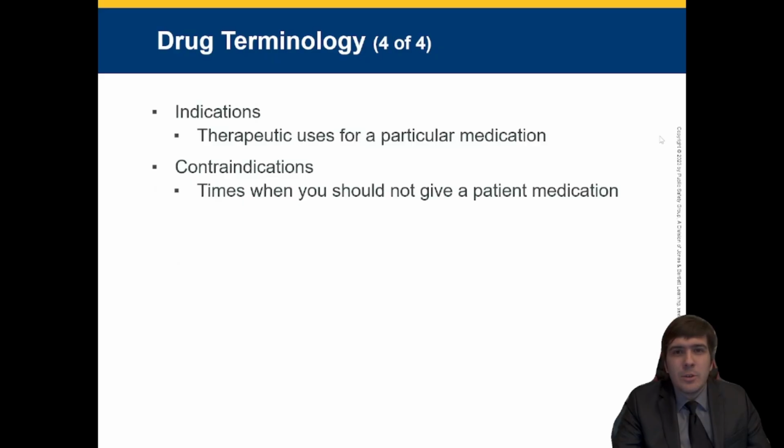Indications. You guys should also know this by now. These are the therapeutic uses for a particular medication, why we give them in the first place. They have to meet some of our indications. And similarly, contraindications, we know these. This is why you should not give a patient a medication. Nitroglycerin, hypotension. Severe hypotension would be a contraindication for nitroglycerin because it lowers blood pressure and can harm our patient.